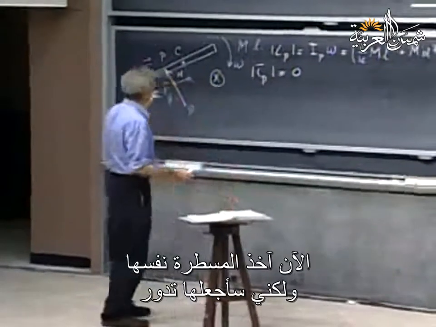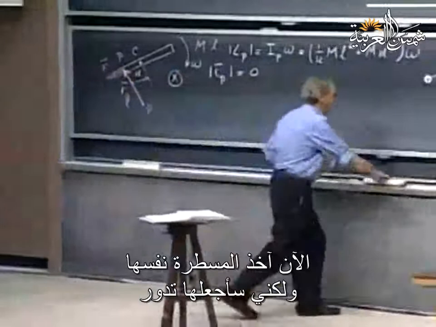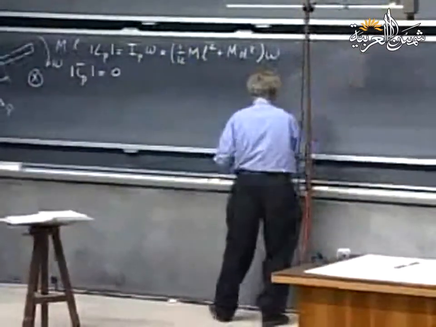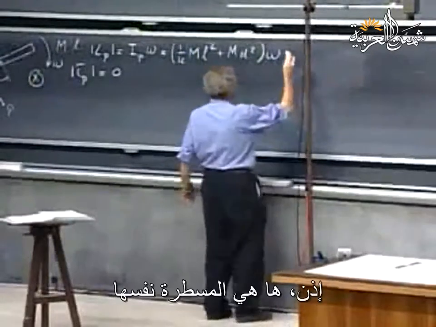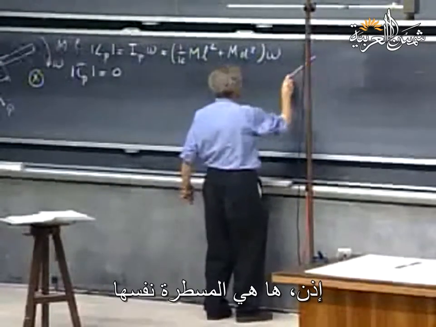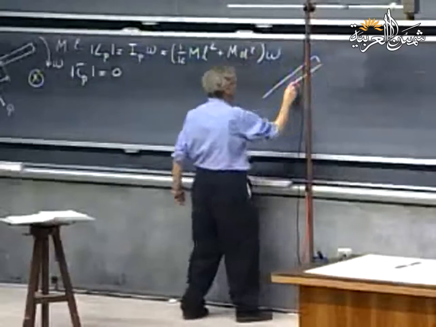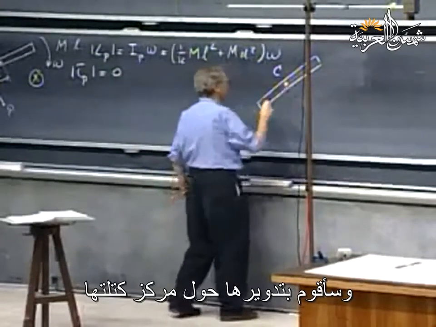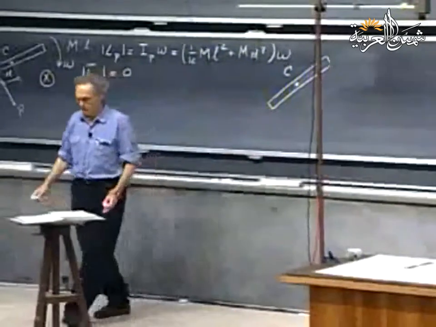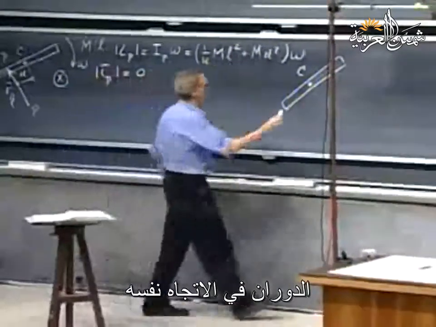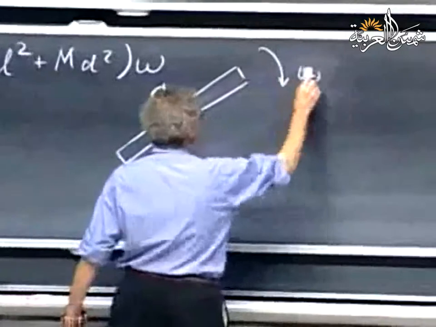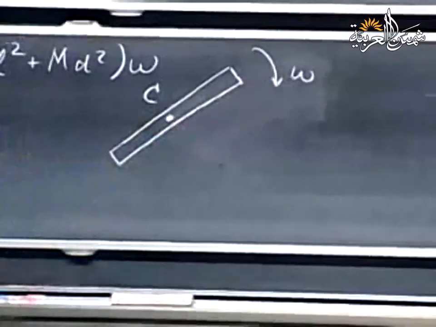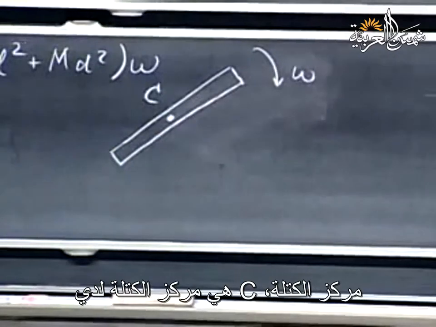I now take the same ruler, but I'm going to make it rotate about the center of mass. So here is now the same ruler, and now I'm going to rotate about the center of mass. Rotation, same direction. I have a stationary axis in 26/100, and it's rotating about there. Center of mass. C is my center of mass.